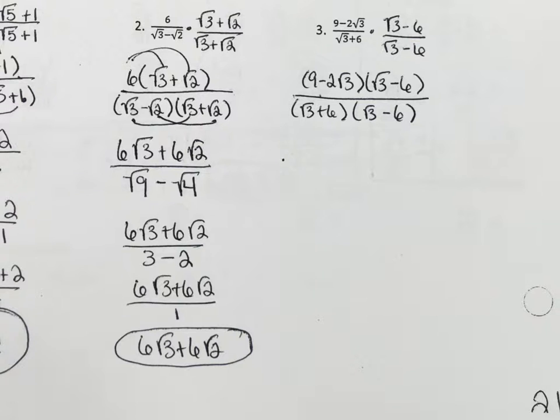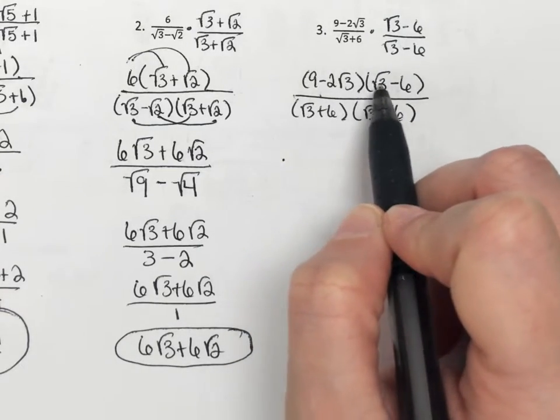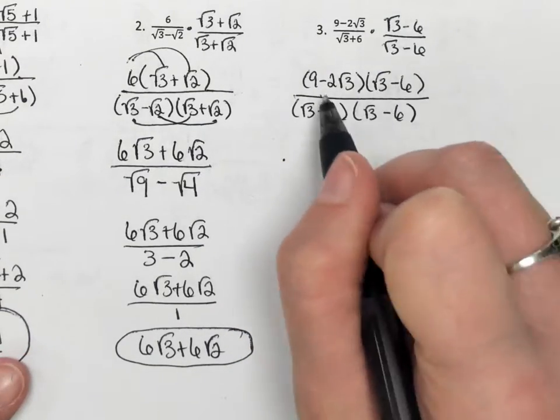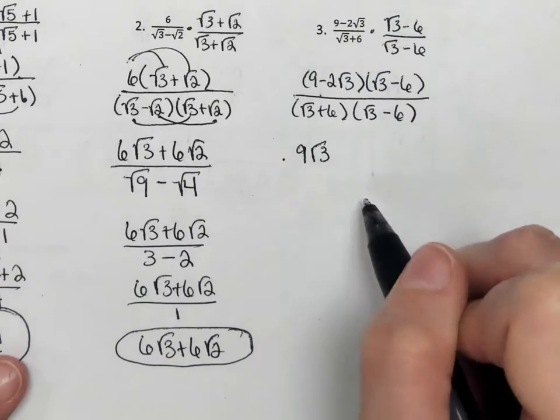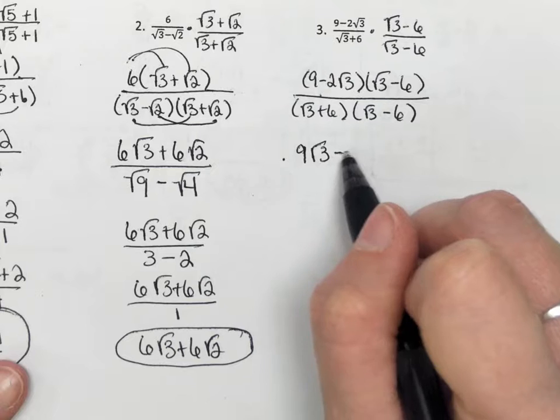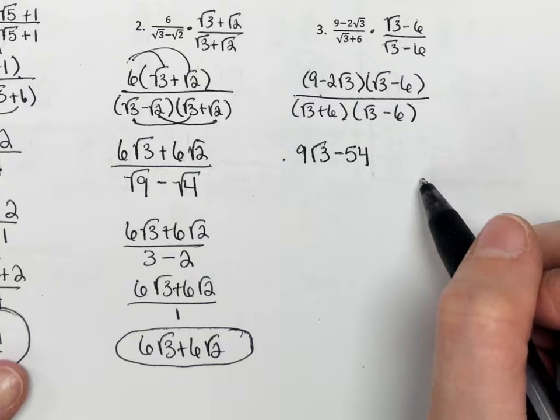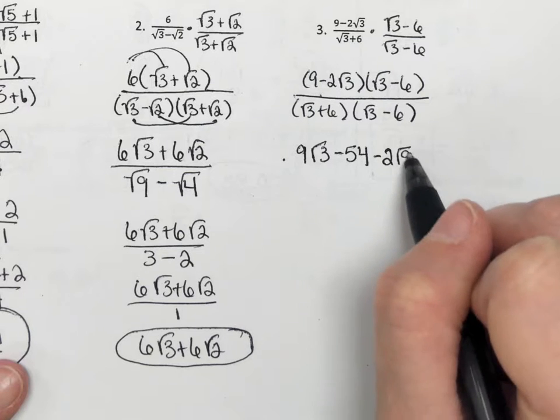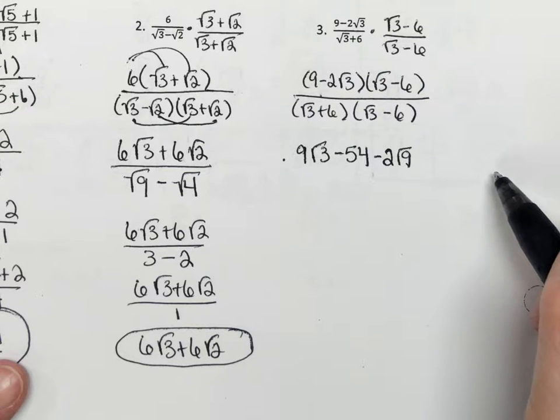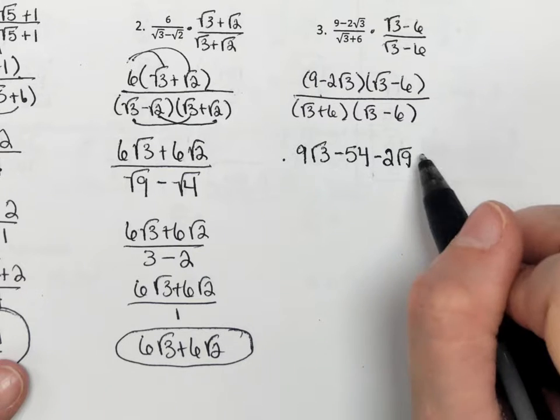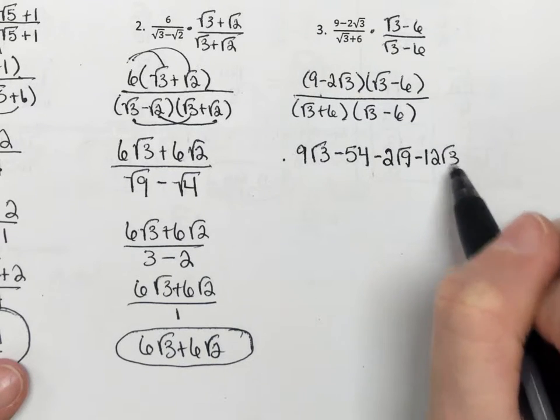Y'all okay? Now the top is a little funky because you have to do what? Well, there's a fancy way to distribute. FOIL, right? Foiling is a fancy way to distribute. How do I know to foil? Because how many terms are there? 4, right? So here we go. First is 9 square root of 3. Outer is negative 54. Inner, negative 2 square root of 9, which is negative 2 times 3, which is negative 6. Last is negative 12 square root of 3.